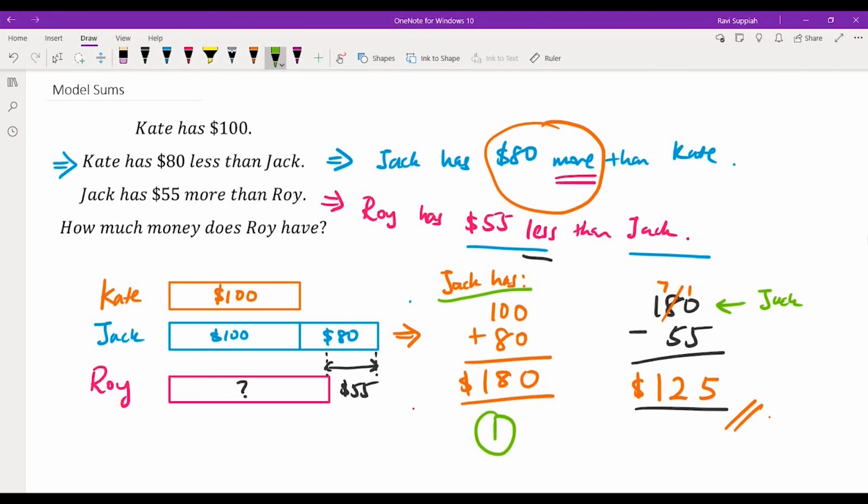Okay, so you can see it's a two-step problem. The first step is to find out the total amount of money that Jack has, and in the second step you do the subtraction to find the amount of money that Roy has. So as long as you're able to take the information from the question and put it nicely in the model representation, the steps become quite clear after that.